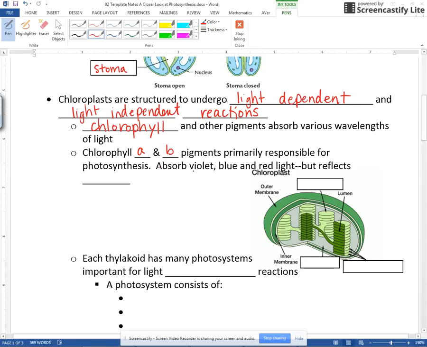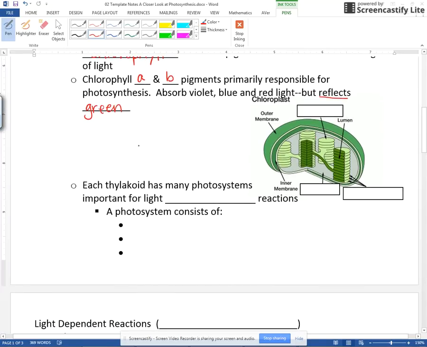But chlorophyll absorbs violet, blue, red. Those are the best wavelengths. But remember, chlorophyll is green because it reflects green light. That's why it looks green to us. So here is the basic structure of a chloroplast. You have an outer membrane and you have an inner membrane. So you have a double membrane.